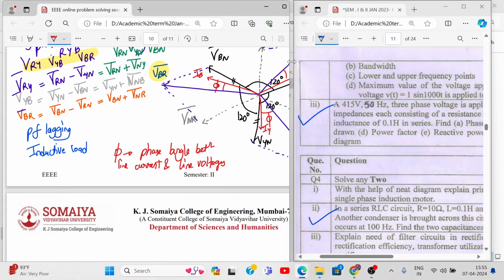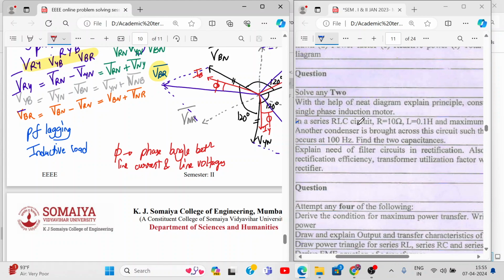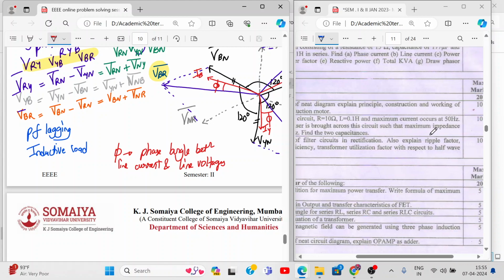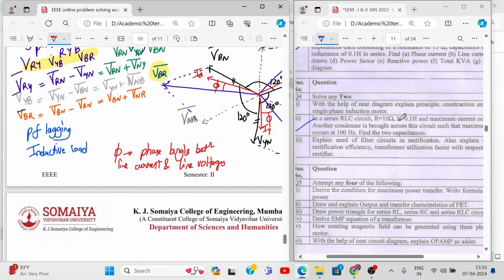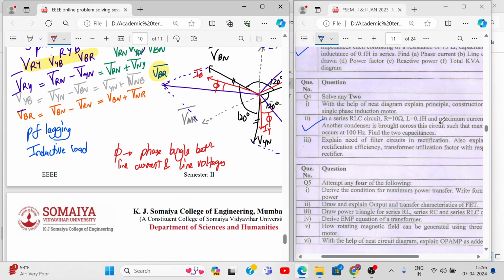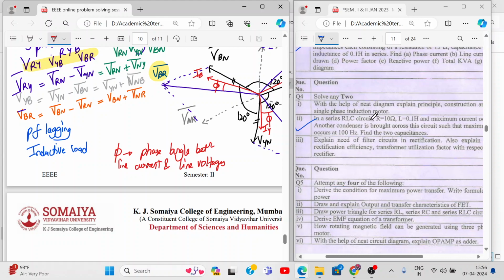Here it is, question number 4, second part. In a series RLC circuit, R is equal to 10 ohms, L is equal to 0.1, and the maximum current occurs at 50 hertz. After a condenser is brought across the circuit such that maximum impedance occurs at 100 hertz, find the two capacitances. What is a condenser? Capacitor. Condenser means a capacitor.